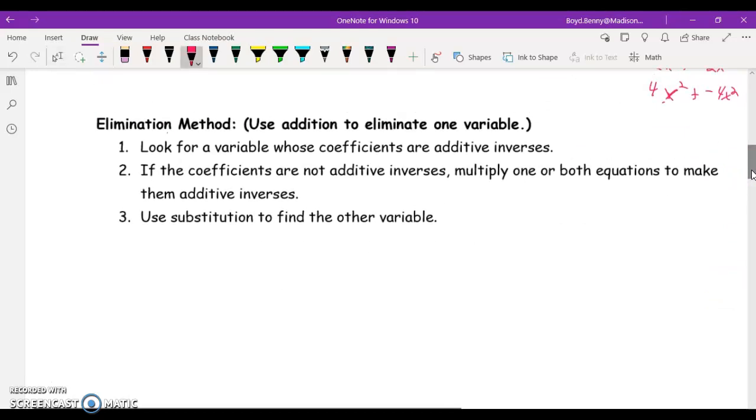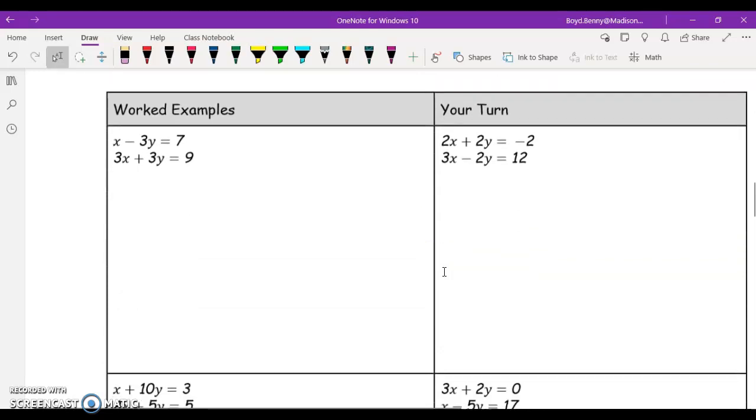Okay, so we've got 3 steps here to doing the elimination method. And the goal here is to use addition to eliminate one of the variables. Okay? So first we want to look for a variable whose coefficients are additive inverses. If the coefficients are not, then we're going to multiply one or both equations. Then the last step would be to use substitution. Okay? So let's see how those steps play out down here on some examples.